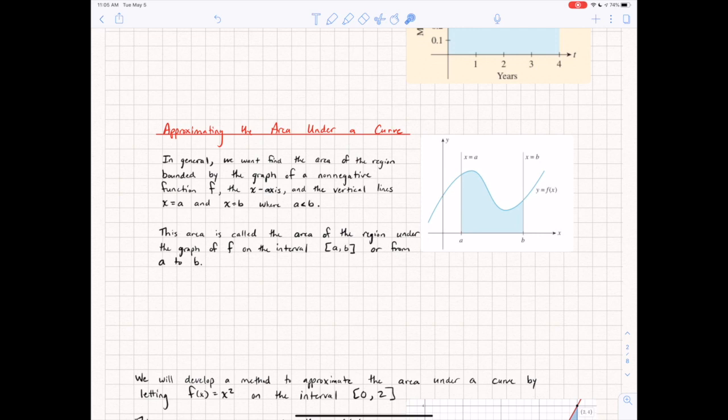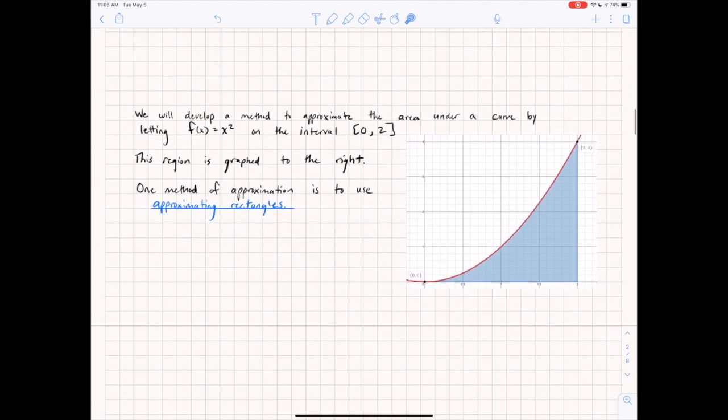It's the function in the x-axis. The other 2 can be defined a little bit more in terms of A and B. All right, so in the next case here, I'm going to show you an example of how we develop the process to approximating. And this method is called using approximating rectangles.